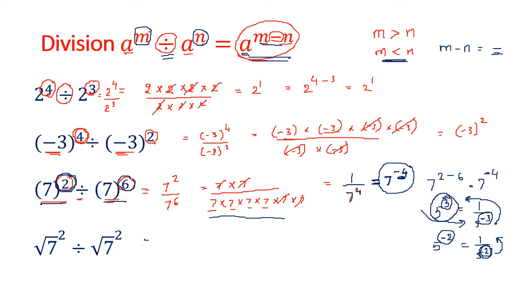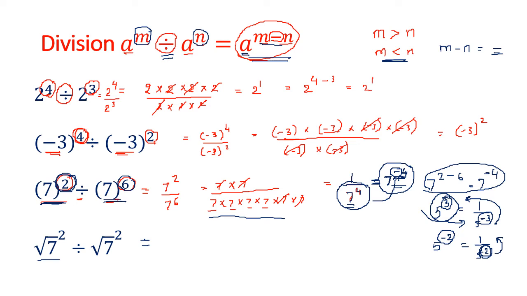Kindly reconsider and understand. So 7 raised to 2 divided by 7 raised to 6 can be written as 1 upon 7 raised to 4, or can be written as 7 raised to minus 4 by using this method. But it is one and the same. So what you can see here, 7 raised to 4 is in the denominator. When you take the reciprocal and the number goes in the numerator, the sign of the power changes.